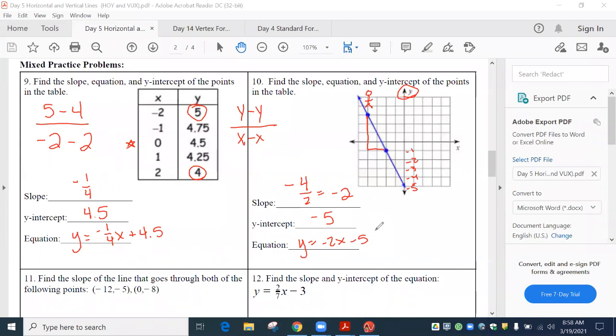But does that make sense? And so the next one was X equals -1. So we'll draw a line on -1, and then because it connects to VUX, the slope is undefined.